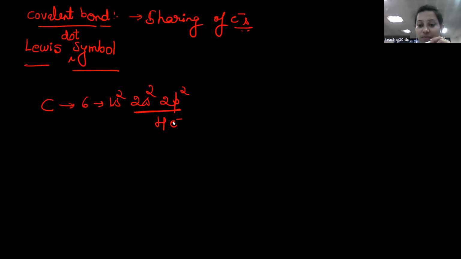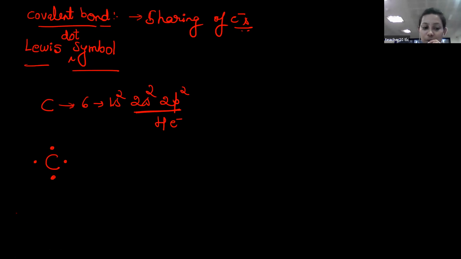Valence shell contains 4 electrons. So therefore you have to write carbon and then put 4 dots. That means this carbon has the capacity to form 4 sigma bonds. I will explain what is sigma and what is pi, etc.